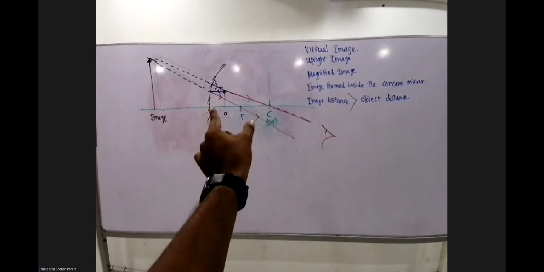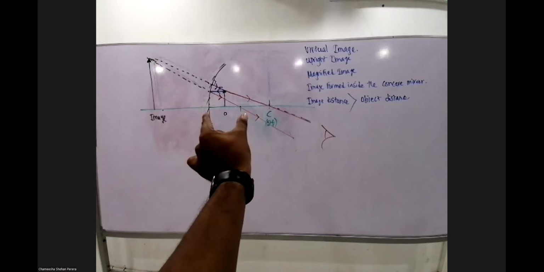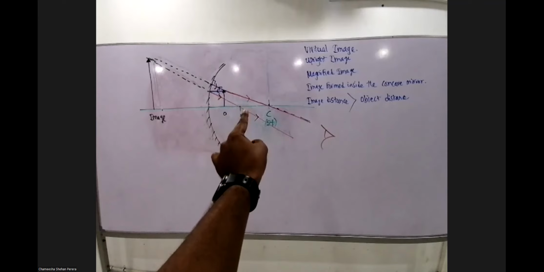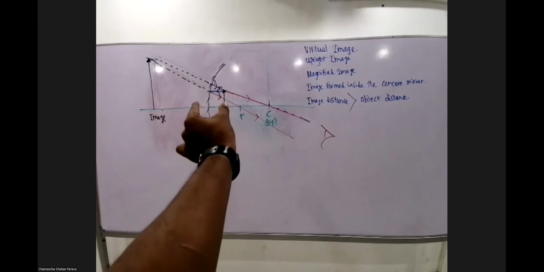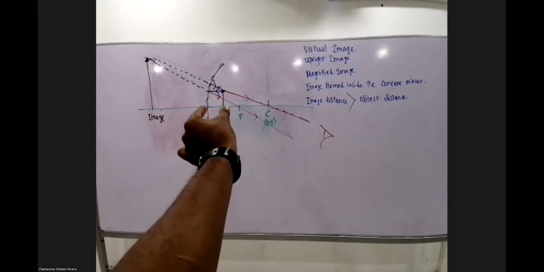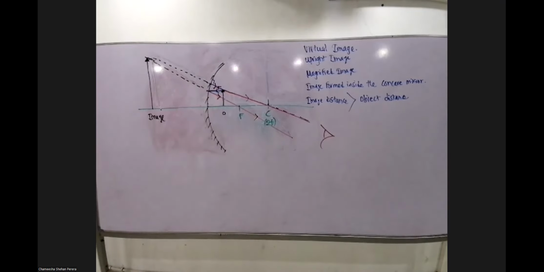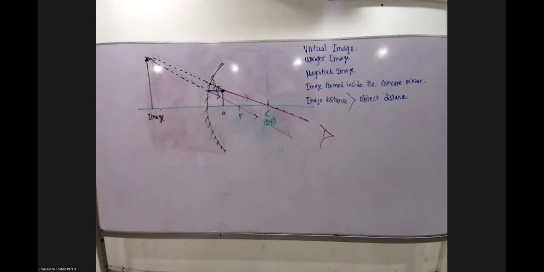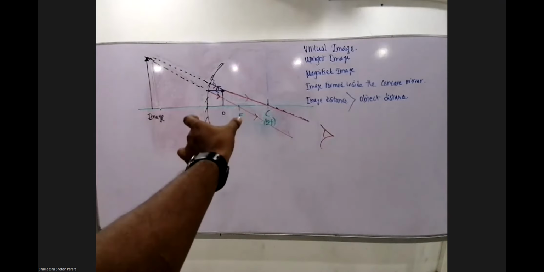Nope. The distance from this point to this point, the focal length, is 2 centimeters. Yeah, exactly. So now you have kept the object in between the focal point and the mirror. So what about the image and the concave mirror? What's the distance? We don't measure it, but we can see that it's different.